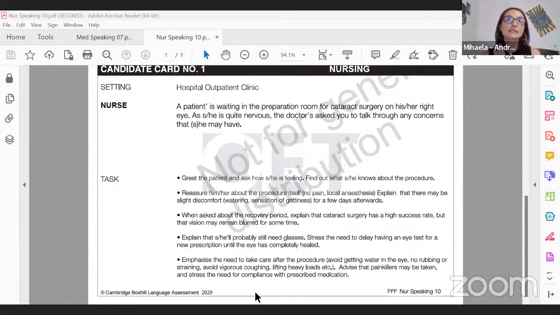As long as you can manage the structure of the task, meaning you can ask the questions, you can provide the information, and do that looking at the task, then everything will be fine. I mean, you will be able to have a successful consultation with your patient.